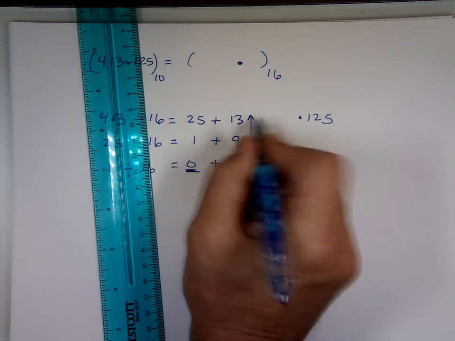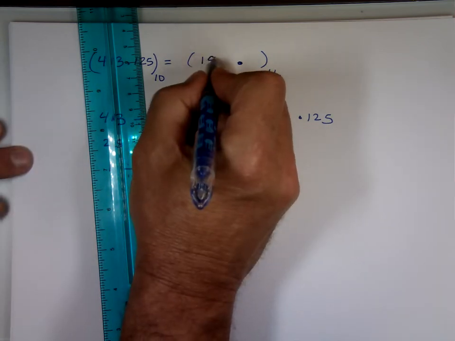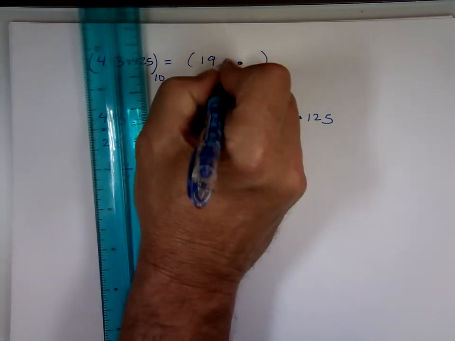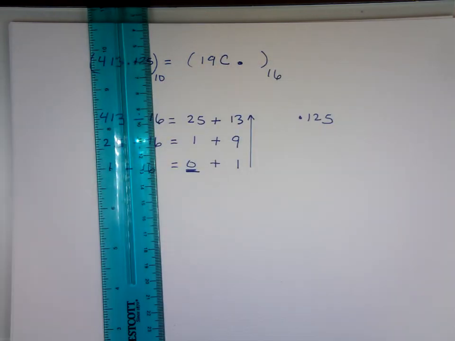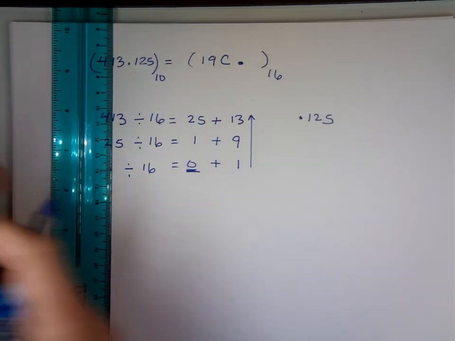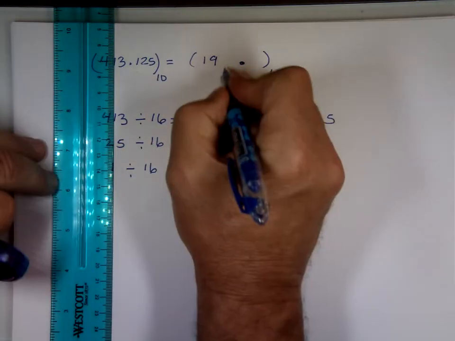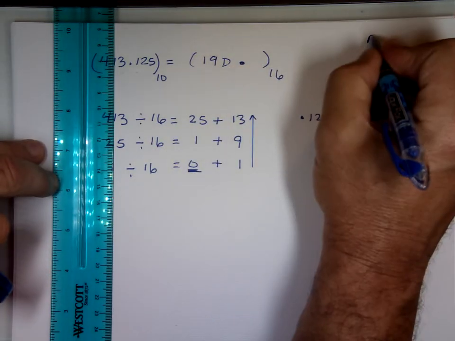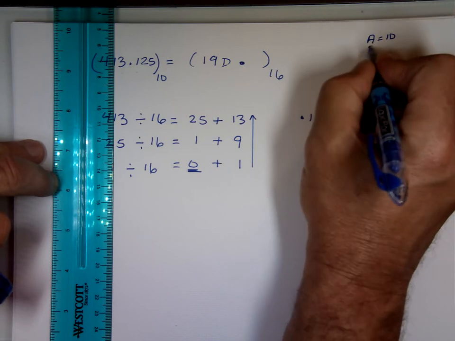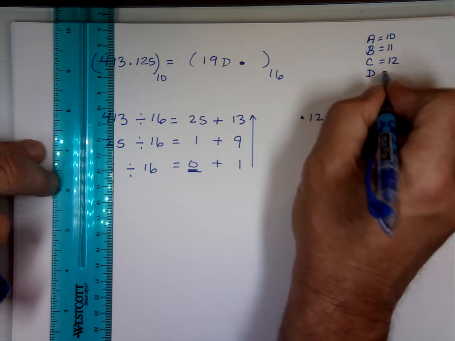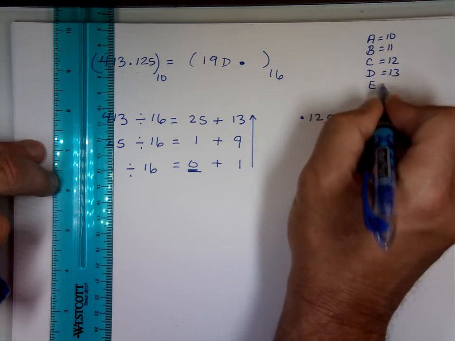1, 9. Wait a minute, I can't write 13. That's a C. A is 10. B is 11. C is 12. D is 13. D. A is 10, B is 11, C is 12, D is 13, E is 14, and F is 15.